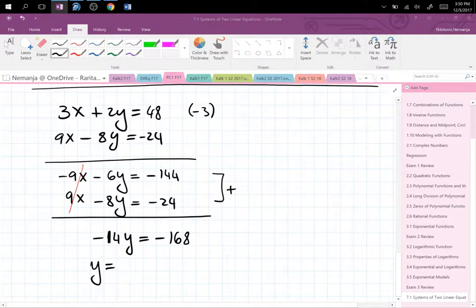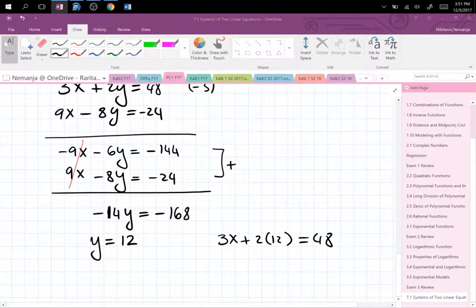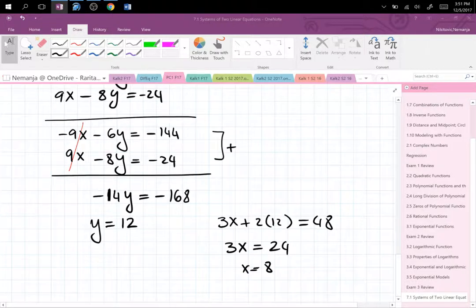So y is equal to half of 168 is 84, so 10, 12. So y is 12. And now that I have y, I can use any equation. So I got 3x plus 2 times 12 to be 48. Now you can see it's 8 from here, but 3x is equal to, this is 24, so 24, and there's your x equals 8. 8 comma 12.